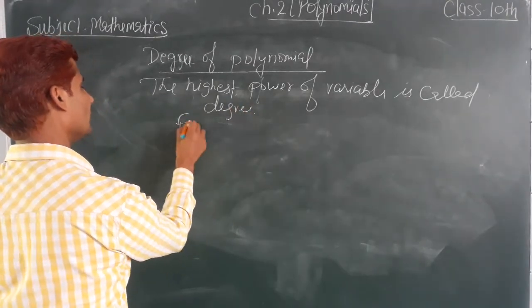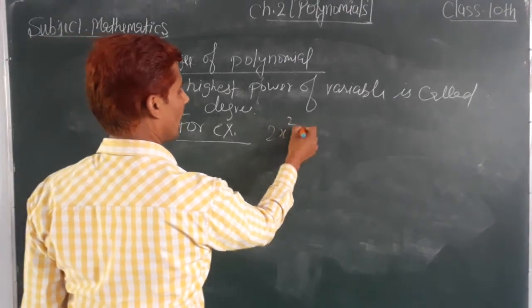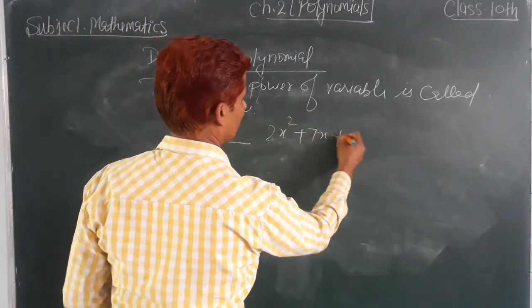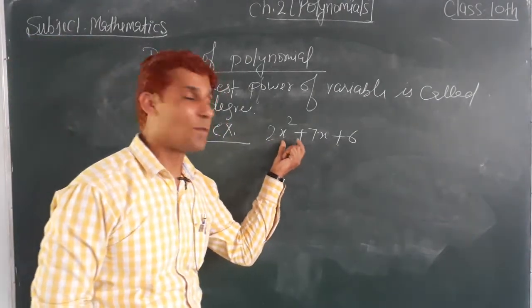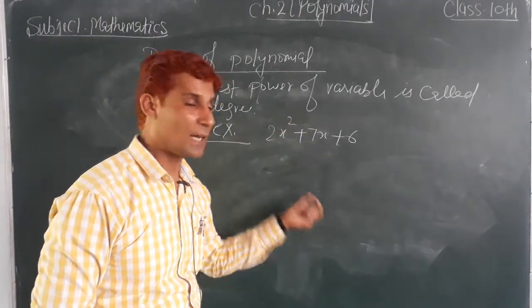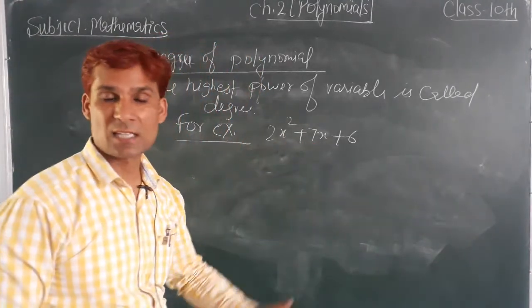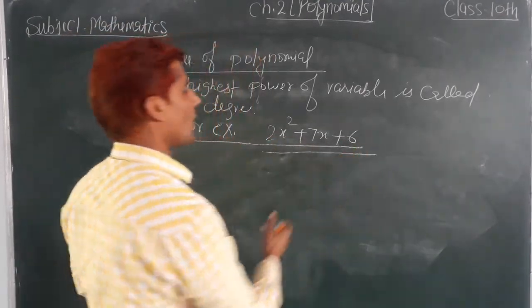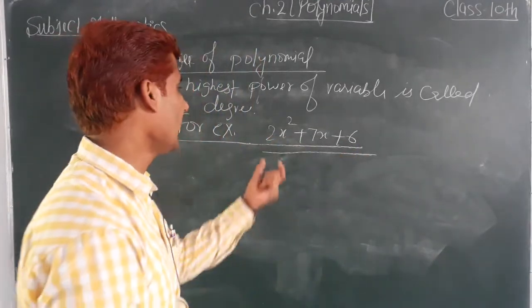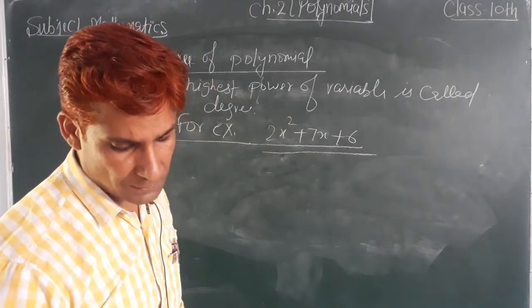For example, 2x square plus 7x plus 6. In this polynomial, the highest power of variable is 2. So the degree of this polynomial is 2. इस polynomial की जो highest power है वो 2 है, इसलिए इस polynomial 2x square plus 7x plus c की जो degree है वो 2 है. This is the degree.